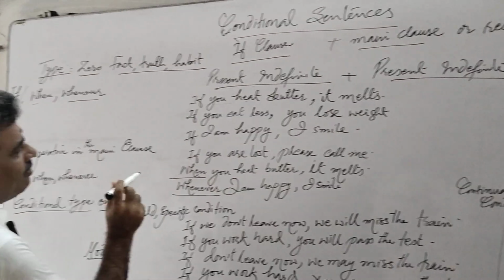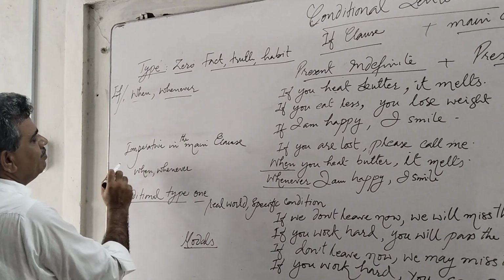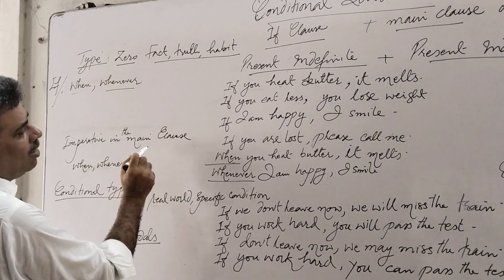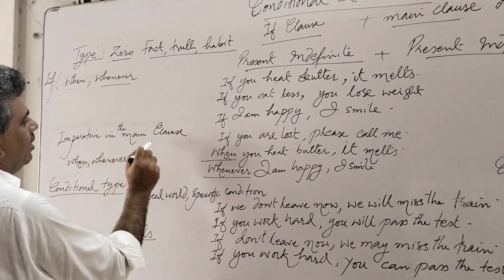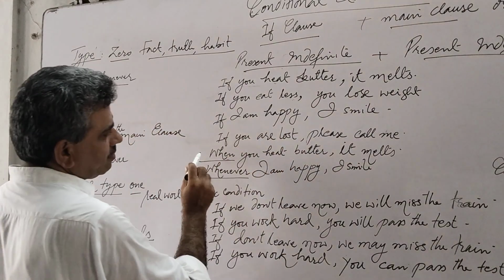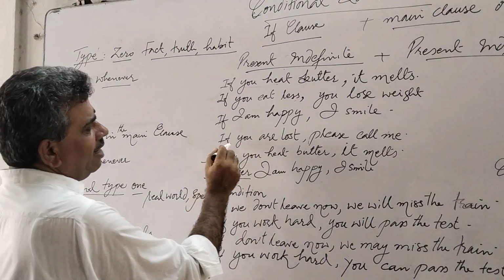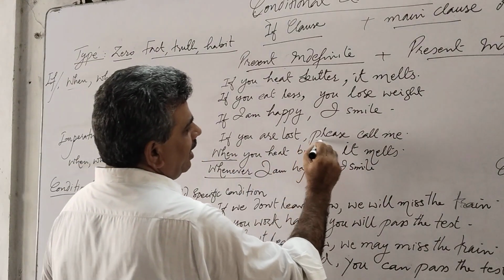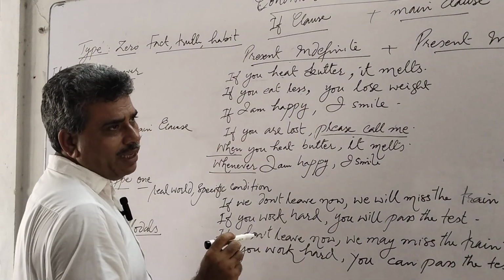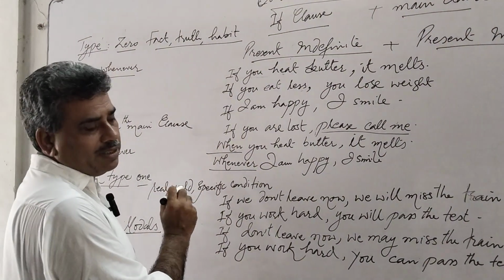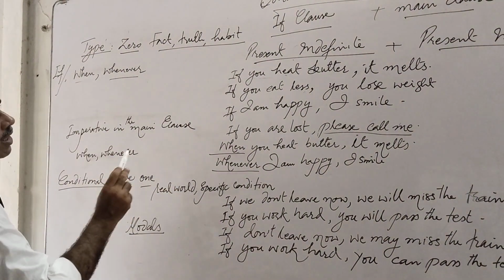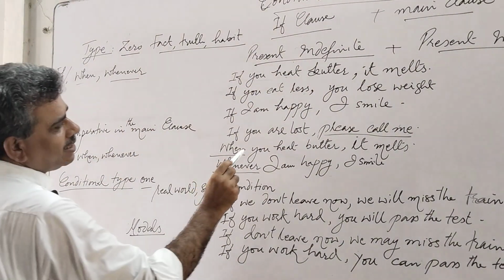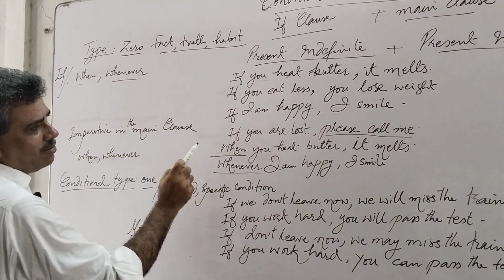Another feature of this type 0 is that we can use imperative sentences also in the main clause. Just like here the sentence, if you are lost, please call me. So here we have in the main clause, please call me, and that is an imperative sentence. So here we can use present indefinite and present indefinite, and in some sentences we can also use imperative sentences.